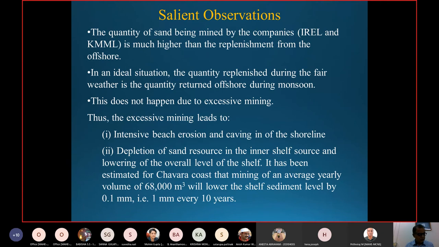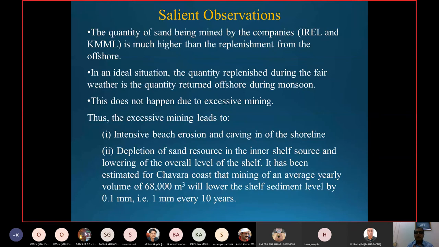That's just to make a salient observation. Whatever I was talking about previously, we need to understand the dynamics of the offshore area, then the nearshore, inner shelf, nearshore subzone, and the beach. You need to measure them. What has happened? The quantity of sand mined by the companies is much higher than the replenishment from the offshore. As I said, they have taken much more than what is coming. In an ideal situation, the quantity replenished during the fair weather period is the quantity returned to the offshore during the monsoon period.